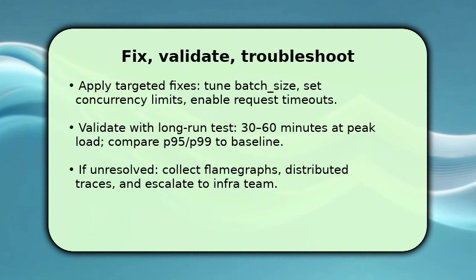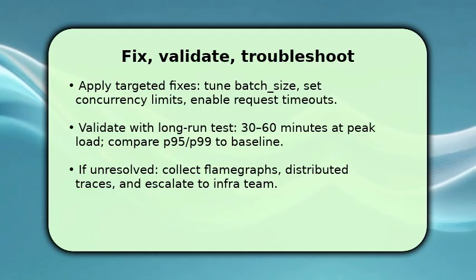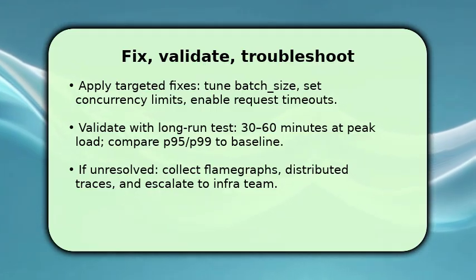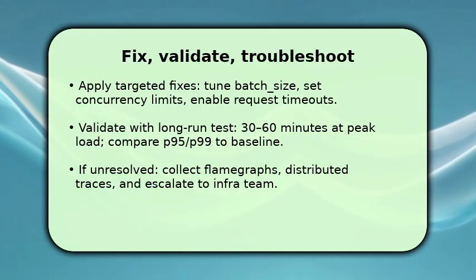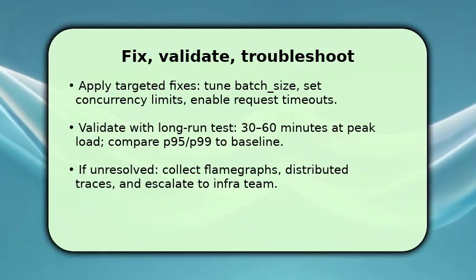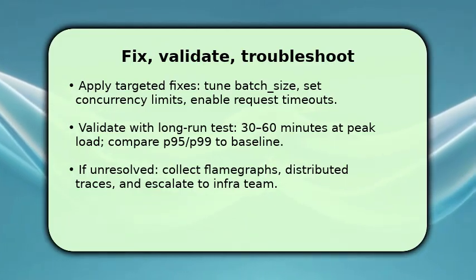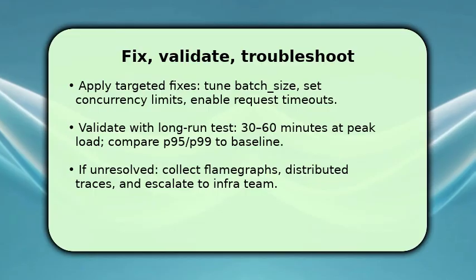Look for steady tails. If the spike persists, collect flame graphs and distributed traces to pinpoint blocking code paths, then escalate to the infrastructure team with logs and timestamps. One tip: reproduce failures with full tracing before making more changes.